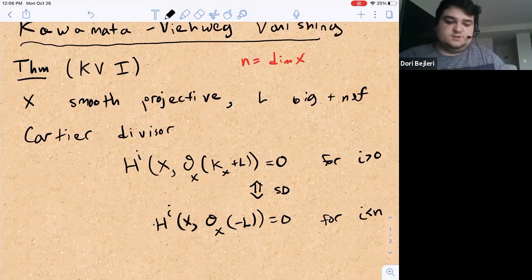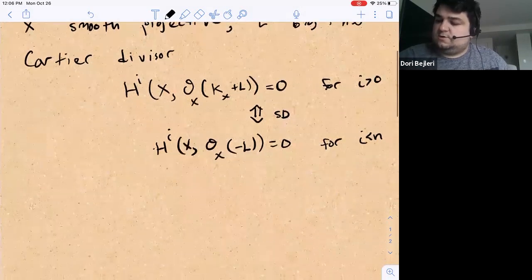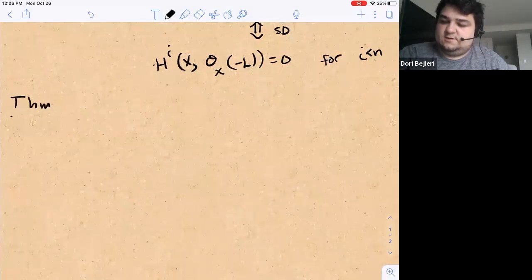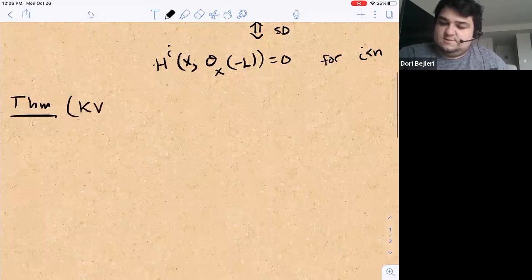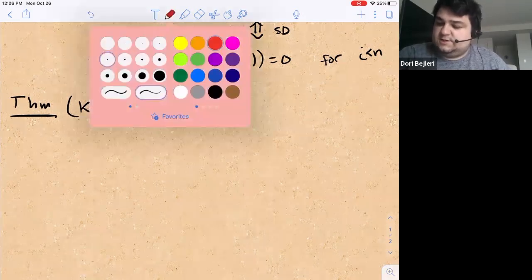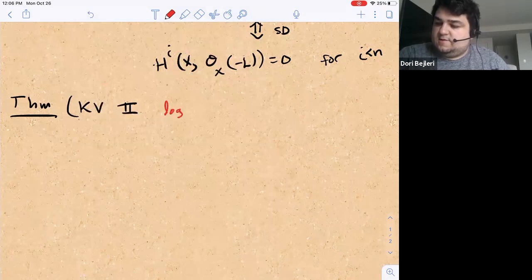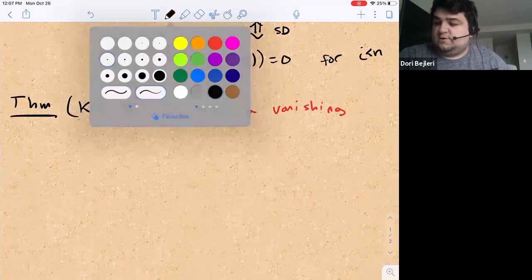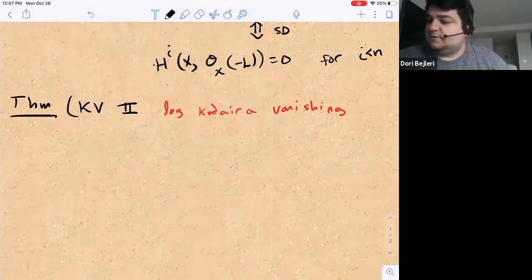But even to prove this version, we actually need to talk about an a priori stronger version with more assumptions. Maybe stronger isn't the right word, but we need to talk about several other versions just to prove that version. So let me call this KV2, and you can think of this version as log Kodaira vanishing. Meaning that the statement is exactly what you would get if you look at Kodaira vanishing and replace K_X with the log canonical divisor for some log pair.